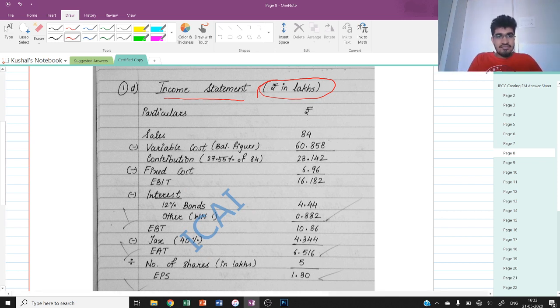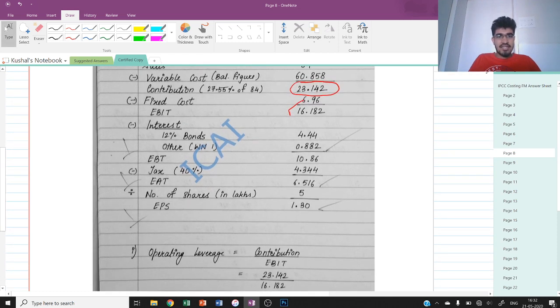The sales is given, variable cost is a balancing figure because we have the PV ratio, so the amount of contribution can be computed by multiplying the sales by the PV ratio. Subtract the fixed cost given in the question to get earnings before interest and tax. Subtract the interest. Interest is nothing but an interest of 12% bonds, and there is other interest which is a hidden adjustment. I'll show you the working note one. You get the earnings before tax, subtract tax to get the earnings after tax, divided by the number of shares to compute the earnings per share.